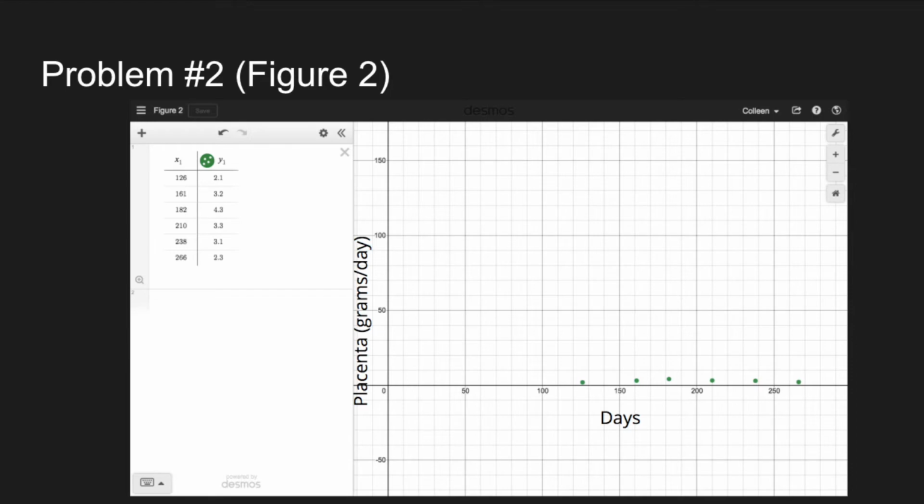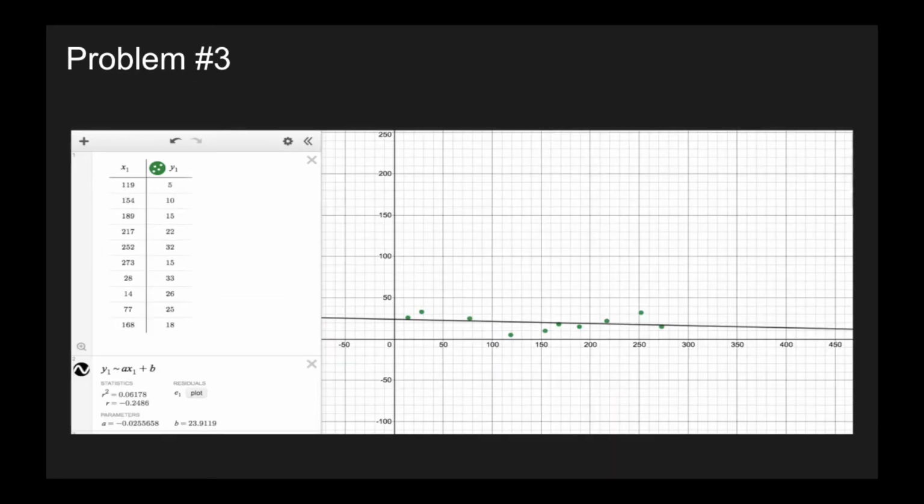So comparing these two, the placental growth rate took a lot longer to actually start growing, and we can see that the fetus grew faster or took less time to grow than the placenta, but also dipped, whereas the placenta didn't really dip as much as it just stayed consistent. Moving on to problem number 3.